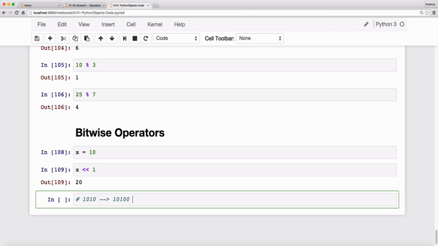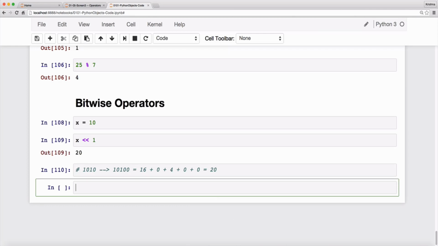And if you add up the place values for this binary notation, here the place values are 1, 2, 4, 8 and 16. So we will have 16 plus 0 plus 4 plus 0 plus 0, that gives you 20. That's how you got 20.